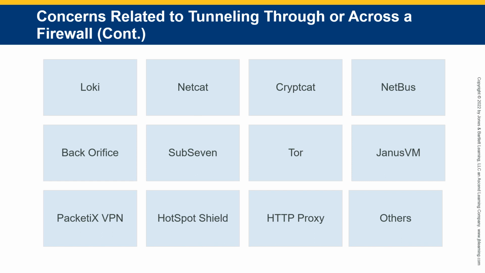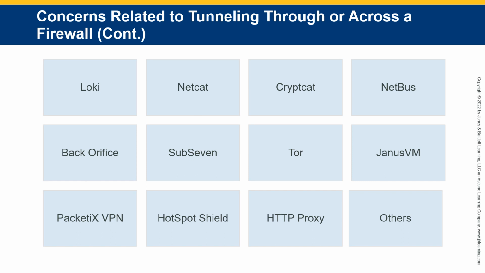All right, so concerns related to tunneling across a firewall. Some systems like Loki can be used for monitoring firewalls. Netcat, CryptCat, NetBus are out there. Netcat can do vulnerability scanning. CryptCat can do monitoring of encryption configurations to and from the system, see what you're taking. NetBus is a scanning tool that allows a tunnel to occur through there.